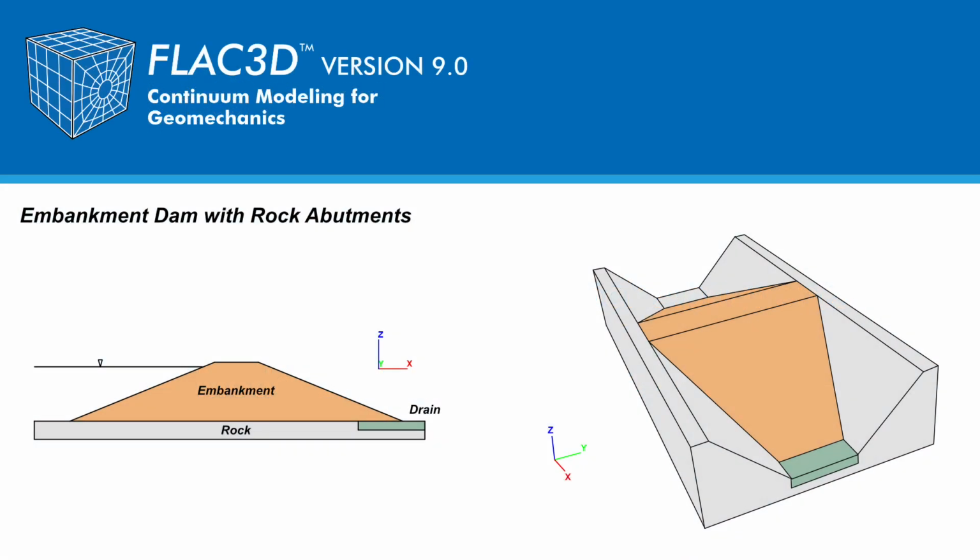This is a set of tutorial videos using FLAC3D to calculate the total and effective stresses for a homogeneous embankment dam with rock abutments. This set of tutorial videos provides an extension of the FLAC2D tutorial embankment dam that had modeled the problem to the left. In these new set of tutorials in FLAC3D, a more complex geometry, shown to the right, will be modeled.